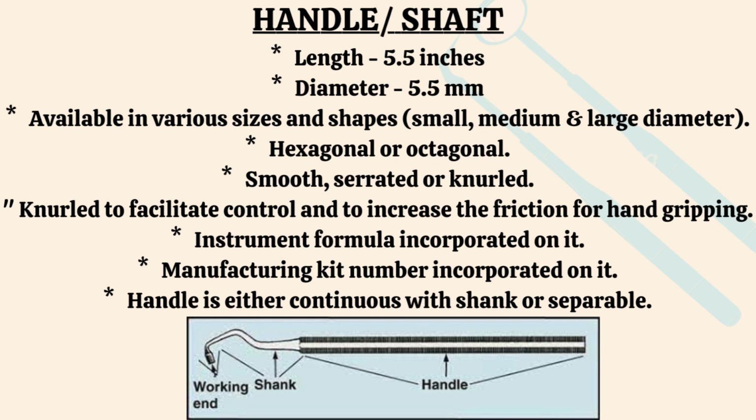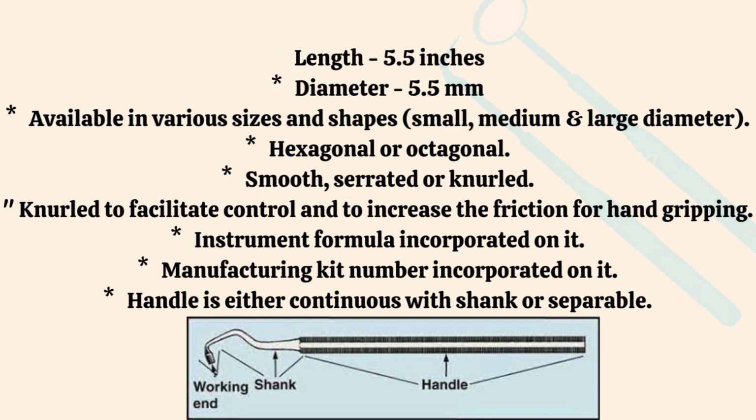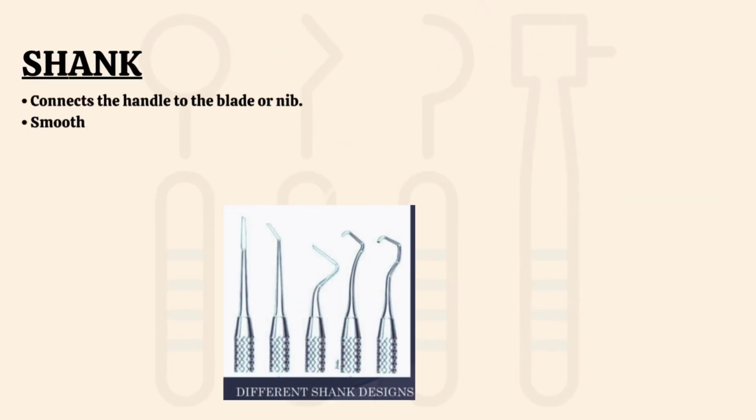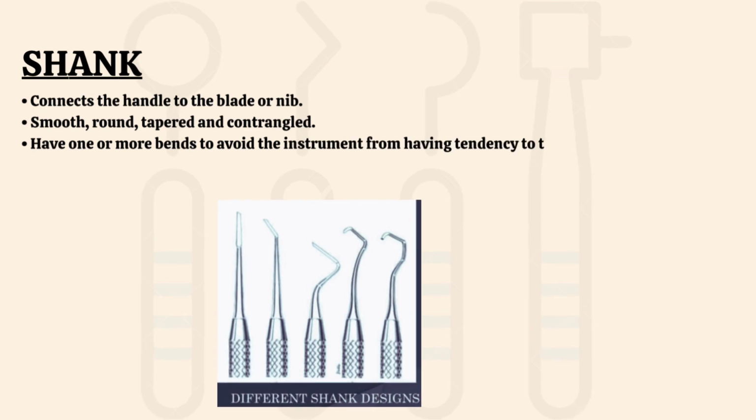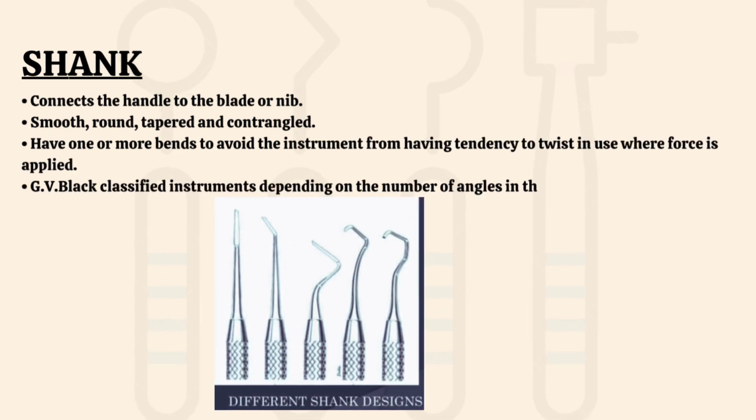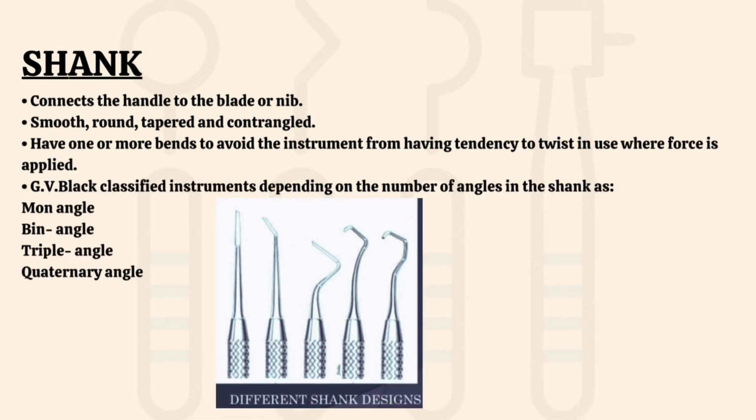Handle is either continuous with the shank or separable. The shank connects the handle to the blade or nib. It can be smooth, round, tapered, and contra-angled. It has one or more bends to prevent the instrument from having a tendency to twist in use where force is applied.